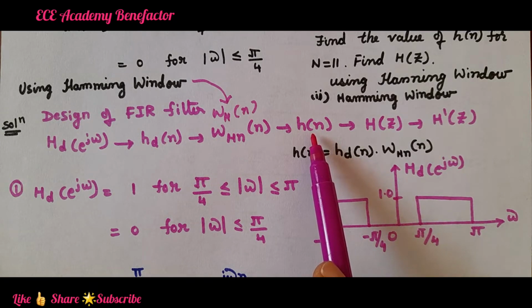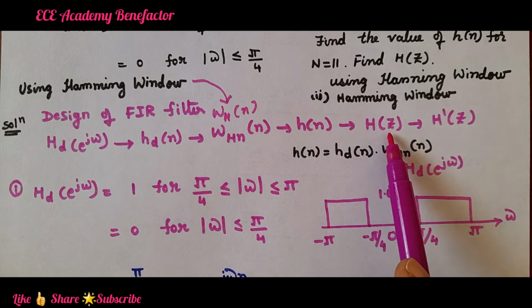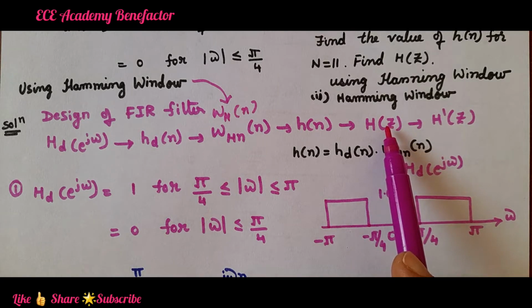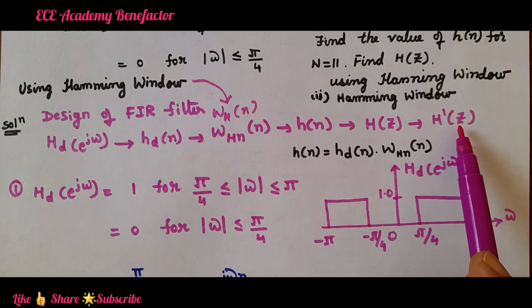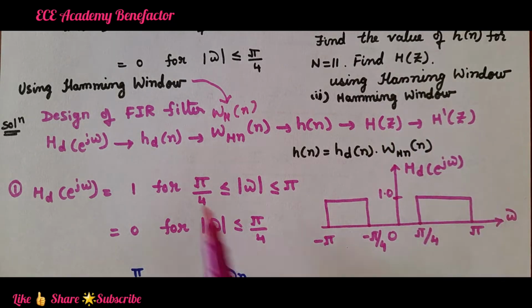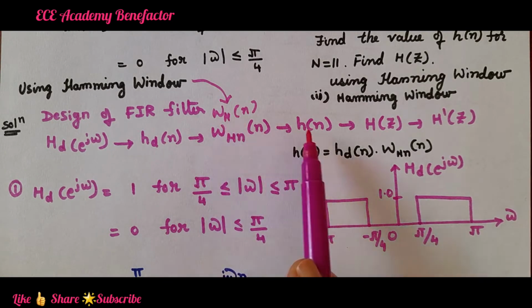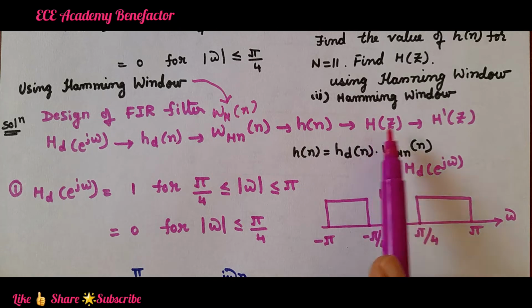After finding h of n, we will apply the z transform and find the transfer function of the filter h of z. This h of z contains positive powers of z, so it is not physically realizable. So, we need to find the transfer function of a physically realizable filter. So, we are finding h dash of z. Okay, so these are the steps: HD of n, WH of n, h of n, h of z, h dash of z.